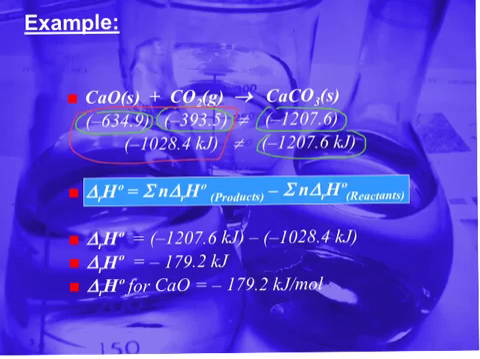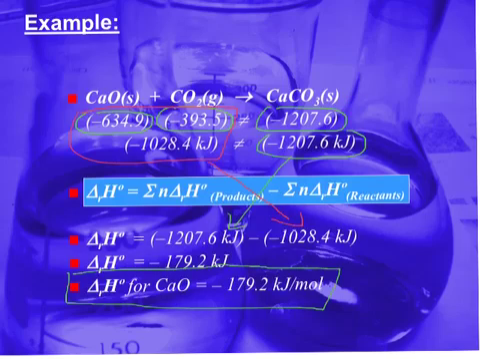The sum of the heat of formation for our products is negative 1207.6 kilojoules minus the sum of all the heat of formation for our reactants, which is negative 1028.4 kilojoules. We do our math, and the answer here is negative 179.2 kilojoules. That is for each one equation. And we divide by the coefficient in front of calcium oxide, which is 1, to get the molar enthalpy of the reaction for calcium oxide to be negative 179.2 kilojoules per mole.